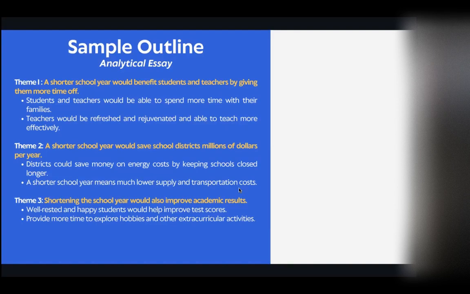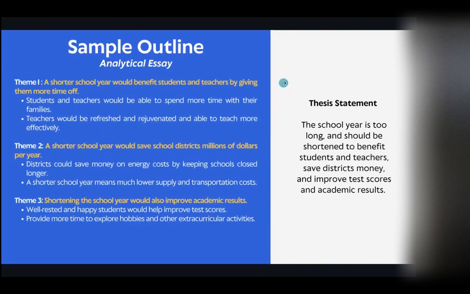Oh, okay. So we have an answer from Fatan. He says that the school year is too long and needs to be shortened to benefit students and teachers, save districts money, and improve test scores and academic results. This is almost perfect, actually, almost exactly the same as the actual thesis statement. Sonia, could you please press the next slide? Exactly, so thank you, Fatan.